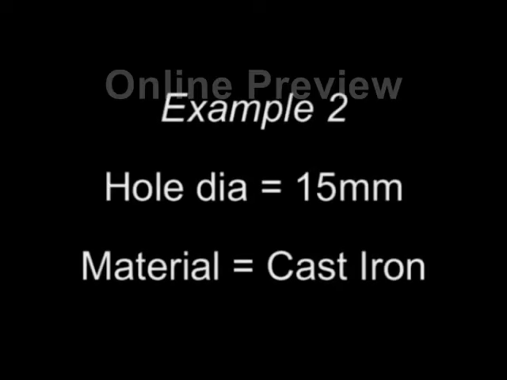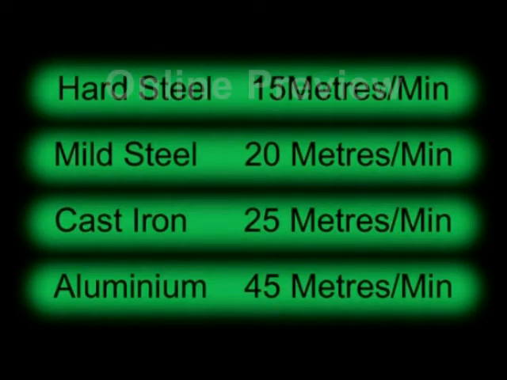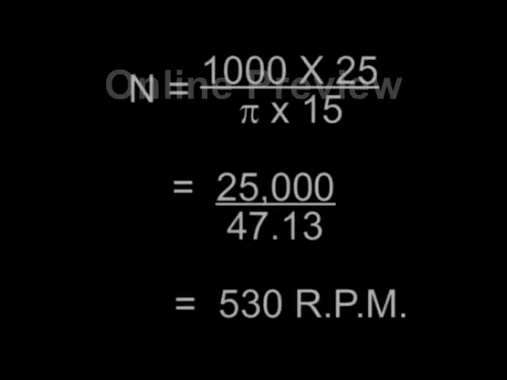To take another example, if we require to drill a hole of 15 millimeters diameter into a piece of cast iron, we know from the table that cast iron should be drilled at a cutting speed of 25 meters per minute. Putting this into our formula, N is equal to 1000 multiplied by 25 divided by pi times 15, which equals 25,000 divided by 47.13. This gives us an answer of 530 revolutions per minute.